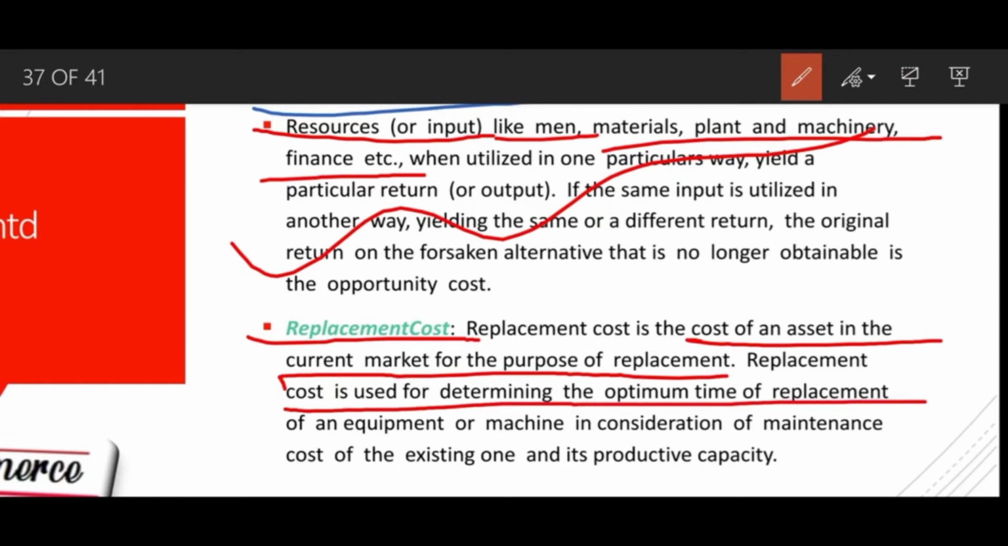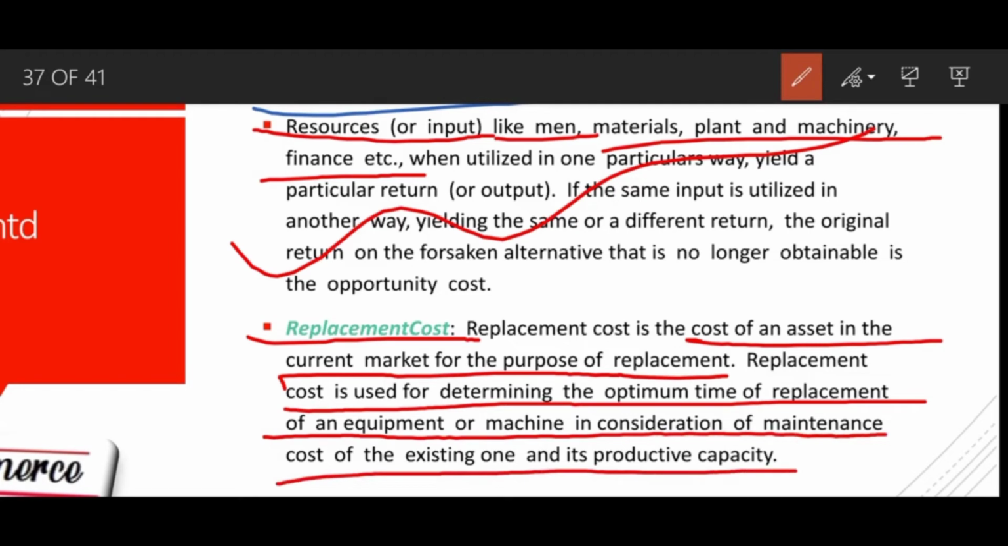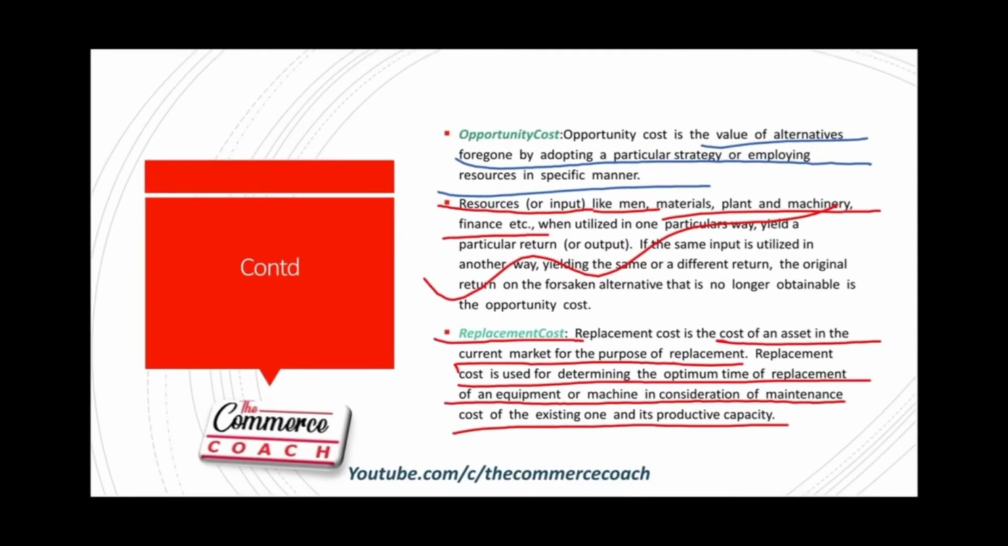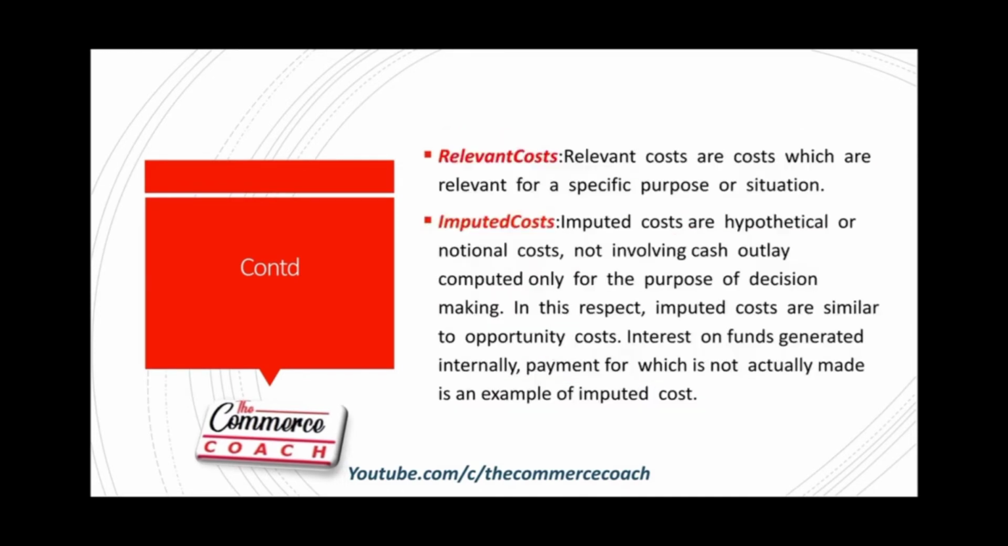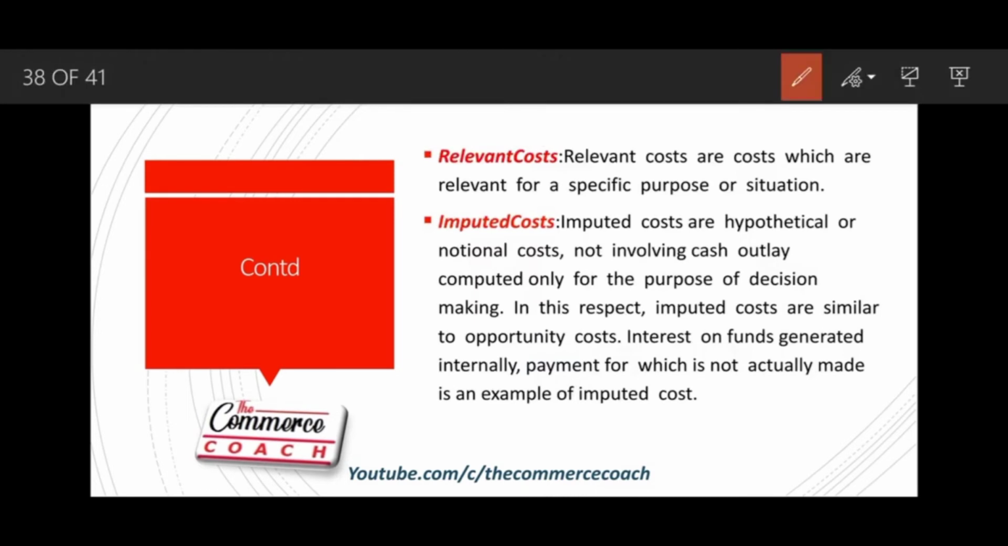Replacement cost is used for determining the optimum time of replacement of an equipment or machine in consideration of maintenance cost of the existing one and its productive capacity. Okay, so you will be learning this concept in detail in operations management. For CMS I am talking. In operations management you will be having a chapter named maintenance, and there you will be learning the replacement cost concept. Relevant cost. And relevant costs are costs which are relevant for a specific purpose or situation.